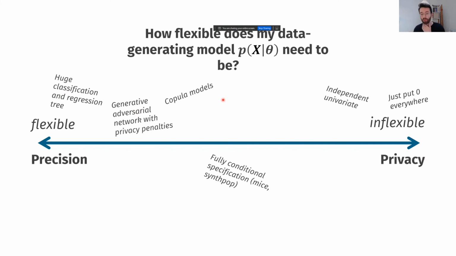And if we go a bit more to the right, we have some kind of mice or synthpop, the package that I showed you earlier, some conditional specification. Very far on the right is just going to be independent univariate. So for each variable, you just take a probability distribution and you just generate it like that. Then there's no information about relations between variables. It's just to put 0 everywhere. It's very inflexible. Then you're very private.